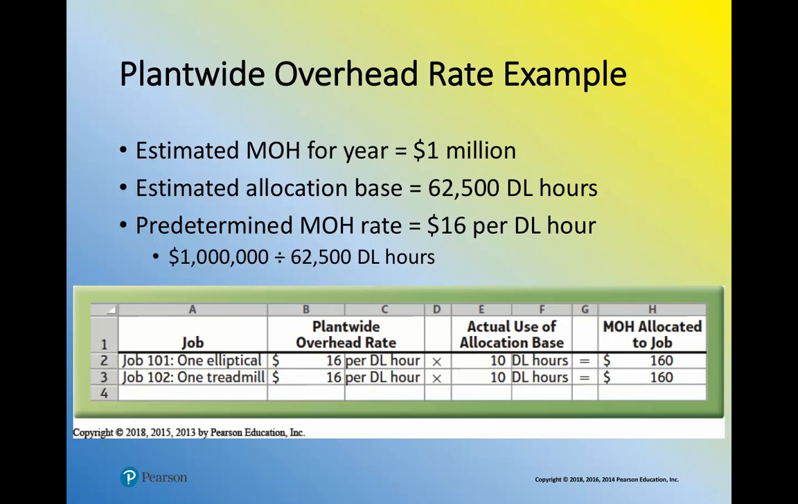Now for every direct labor hour we have incurred in our job, so down at the bottom we have job 101 where we're making one elliptical machine. For every direct labor hour, we're going to apply $16. Job 102, for every direct labor hour, when we make one treadmill, we're going to apply $16.